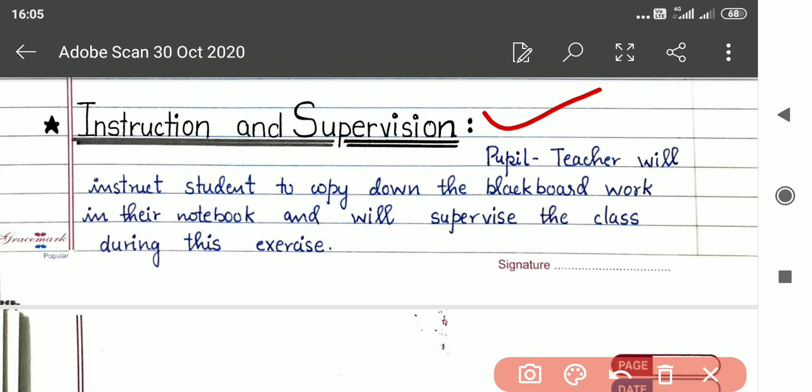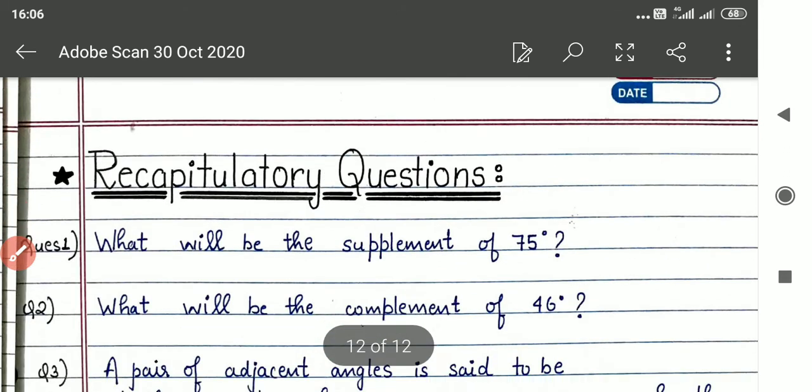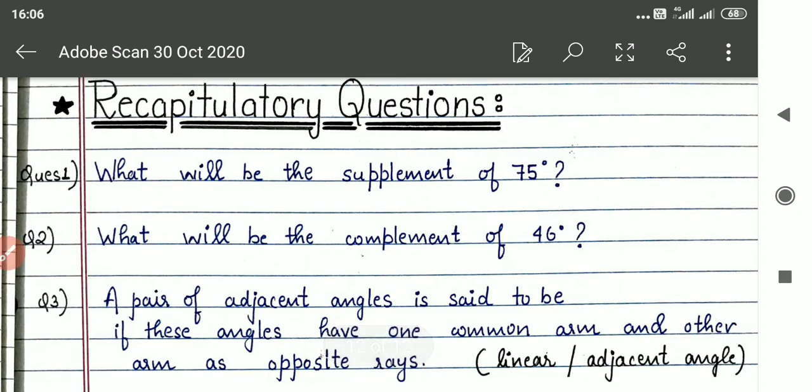And when they are copying it down from the blackboard, the pupil teacher will supervise the class. That means you have to move around the class to see whether the students are able to note down the content from the blackboard. So supervision is very necessary, especially in mathematics.